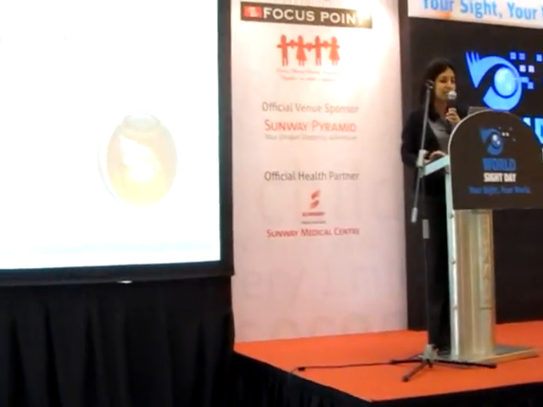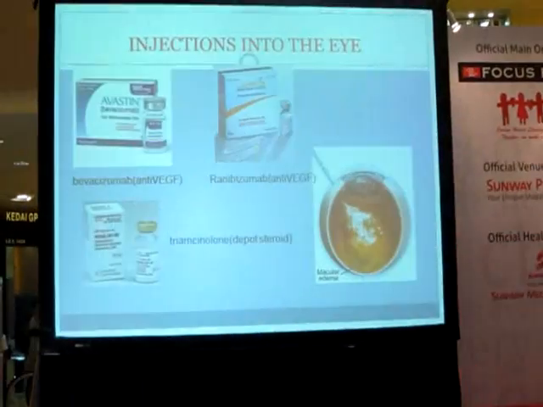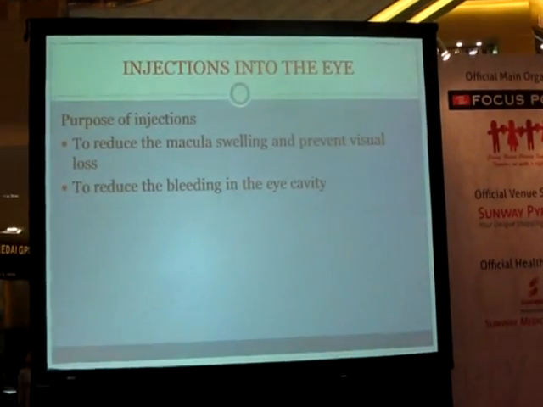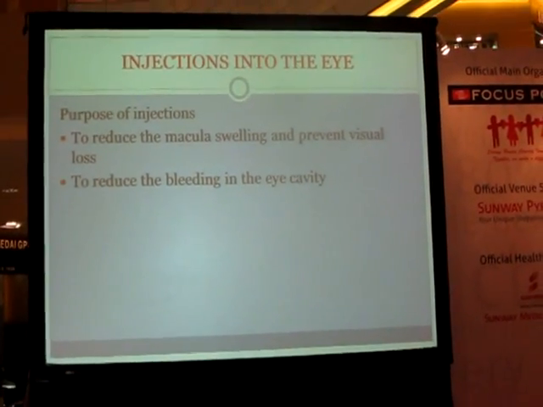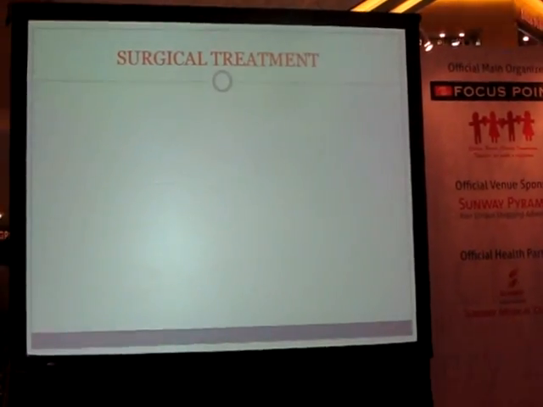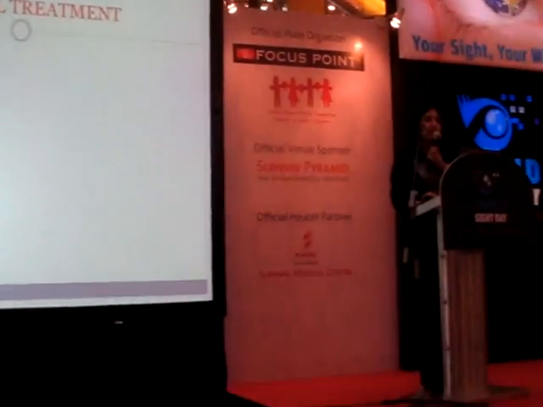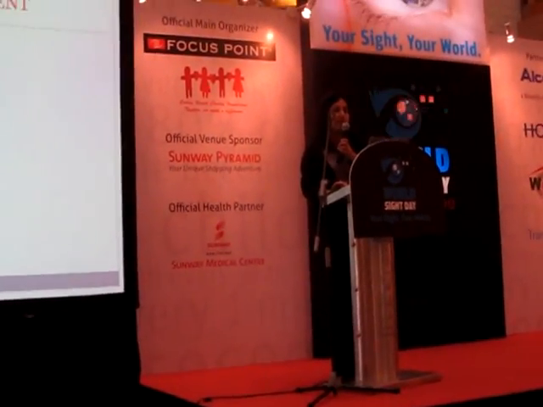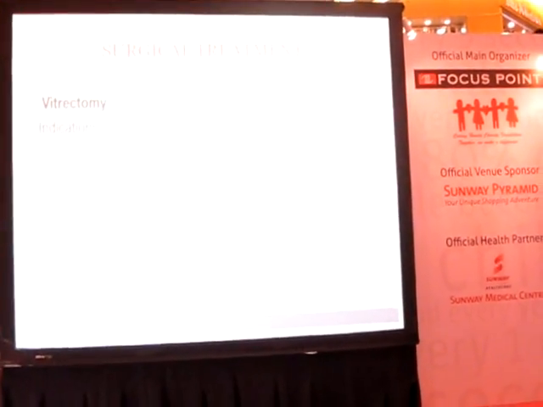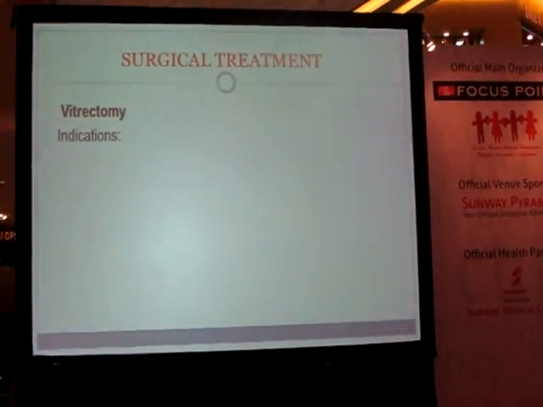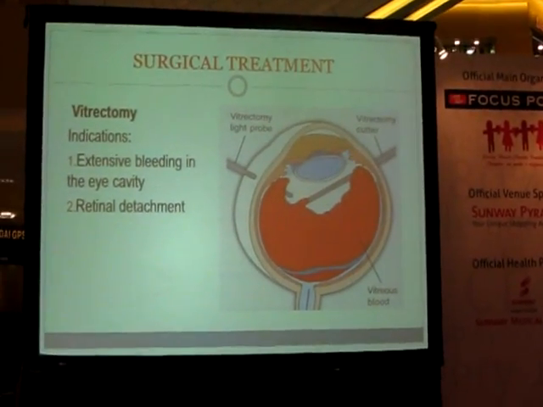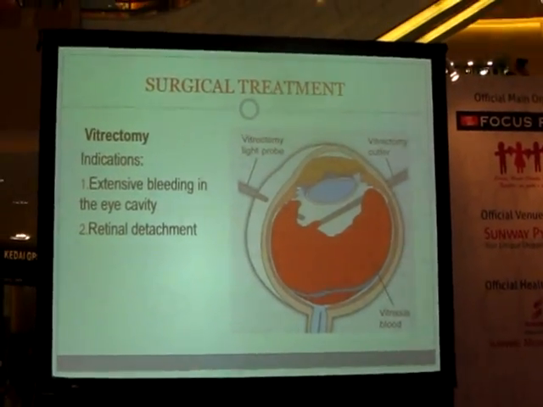Sometimes you can do some injections into the eye, and there are different medicines that can be given. The purpose is to reduce the swelling and to prevent your visual loss, and also to reduce the bleeding in the eye cavity. If all fails and still the person presents very late, sometimes we have to do a special surgery called vitrectomy, which is a very complicated surgery done by only specialized doctors. Not all eye doctors can do it, and this is what it looks like when we go into the back of the eye and clear up the blood.